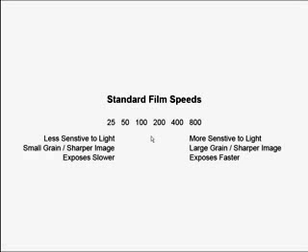Going back to the analogy of the bucket of water, just like the bucket needs a certain amount of water to be filled, each film needs a certain amount of light for it to be exposed. With a film speed of 100, you would need twice as much light as film with a speed of 200, yet half as much as film with a speed of 50.